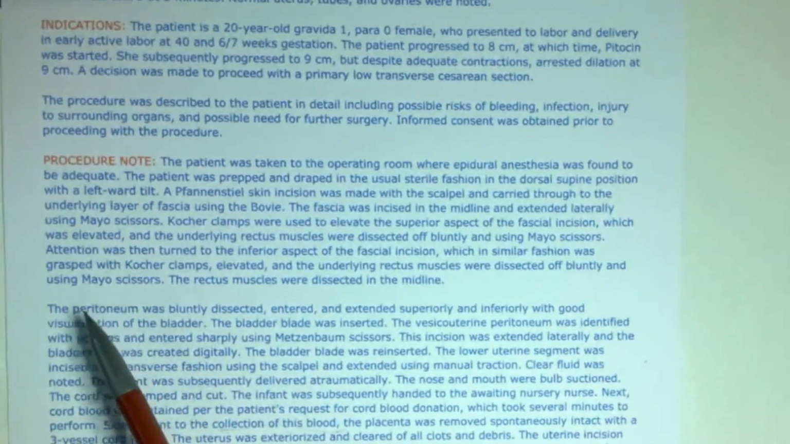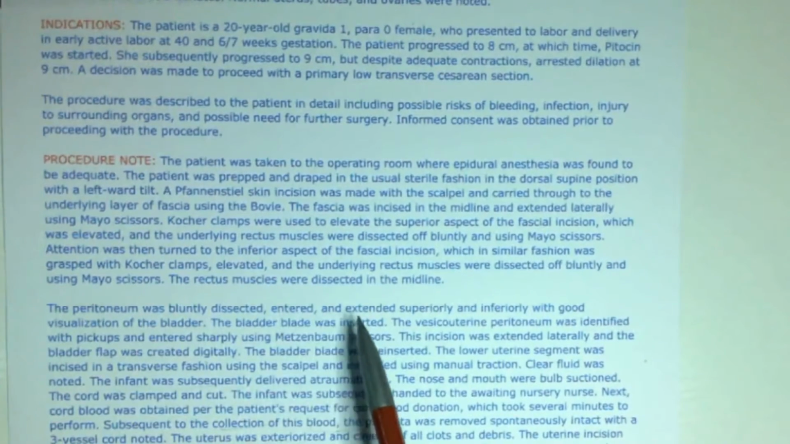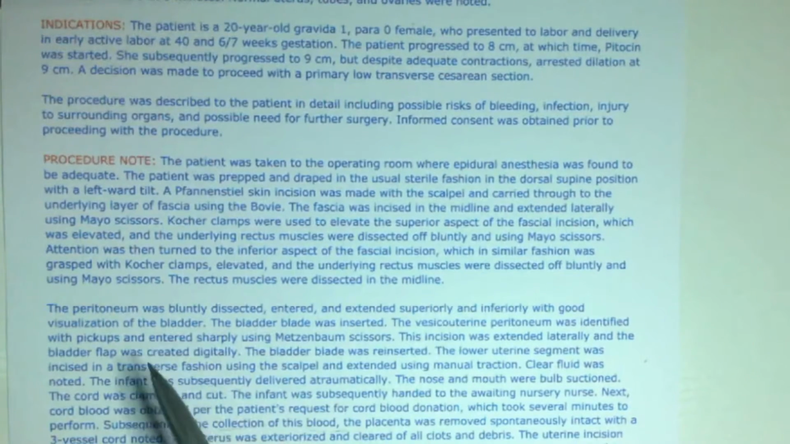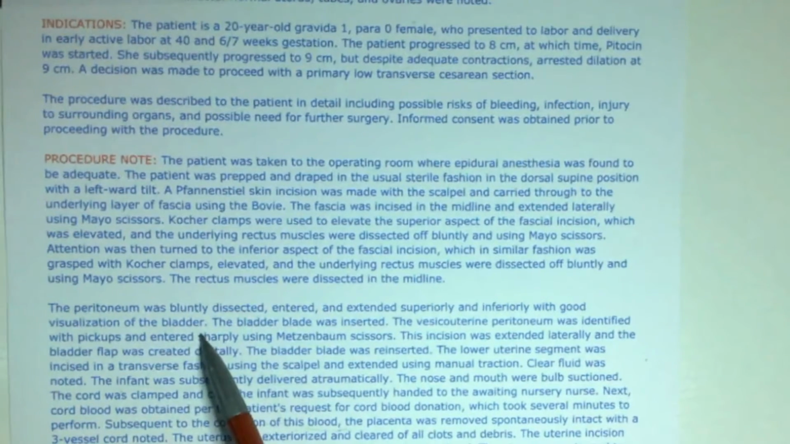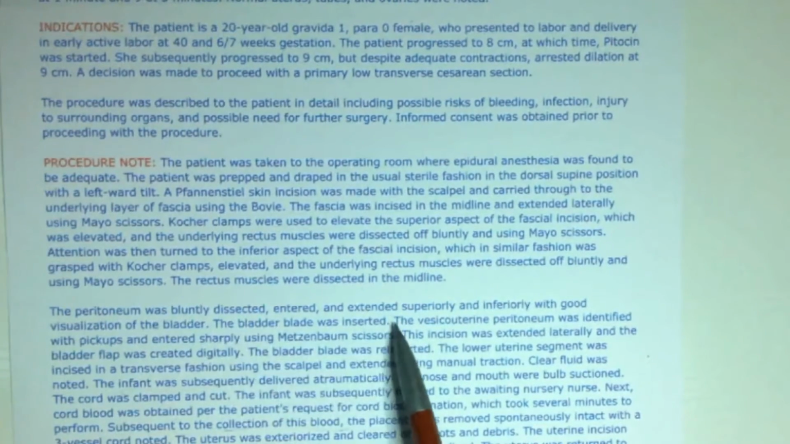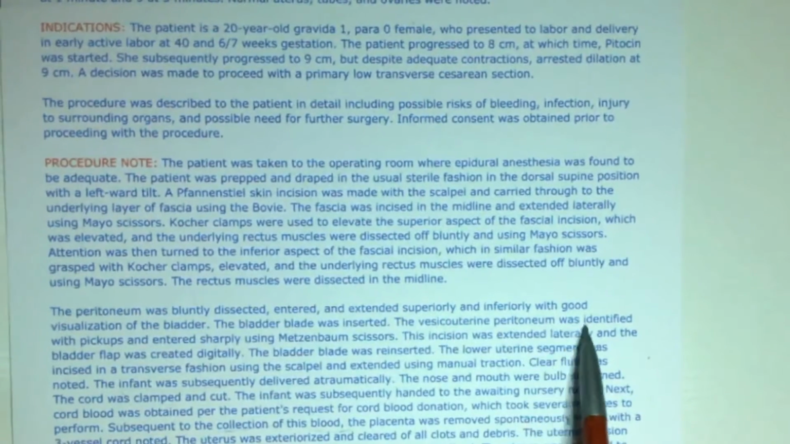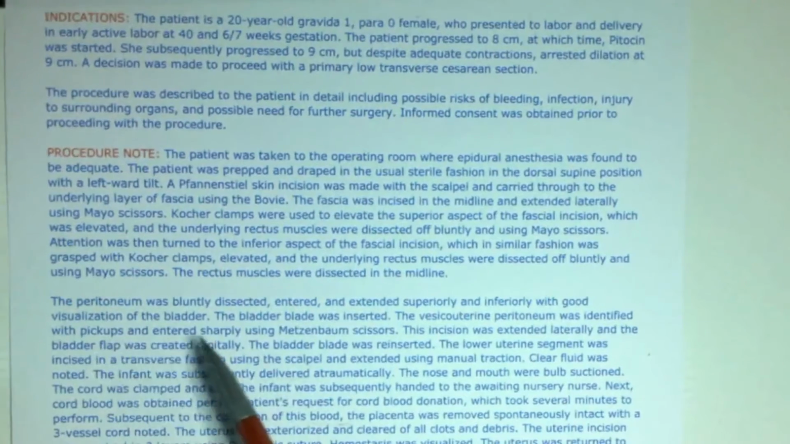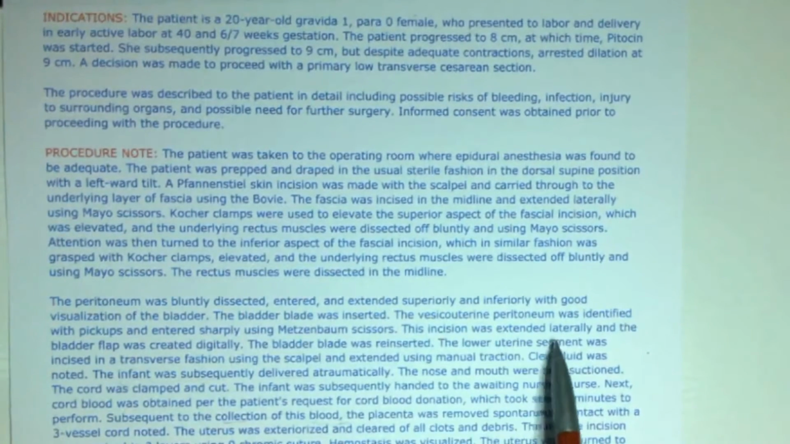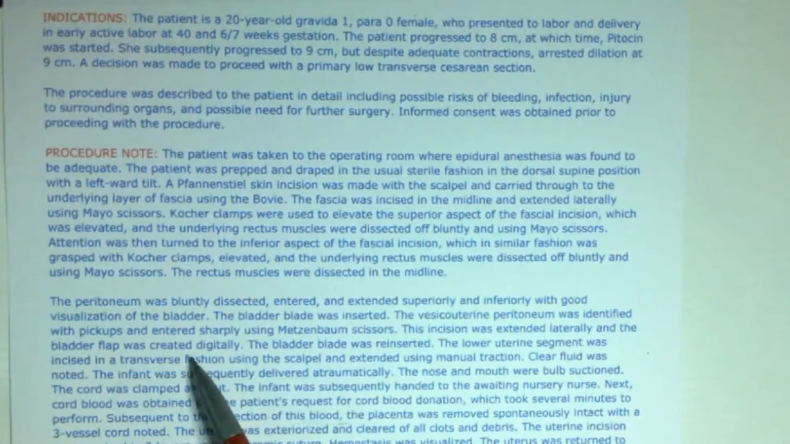The peritoneum was bluntly dissected, entered superiorly and inferiorly with good visualization of the bladder, because we want to make sure that we don't accidentally nick that while we're in that area. The bladder blade was inserted. The vesicouterine peritoneum was identified with pickups and entered sharply using Metzenbaum scissors. The incision was extended laterally, and the bladder flap was created digitally. The bladder blade was reinserted.